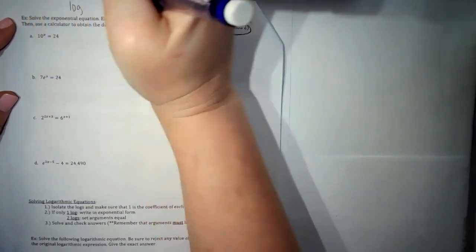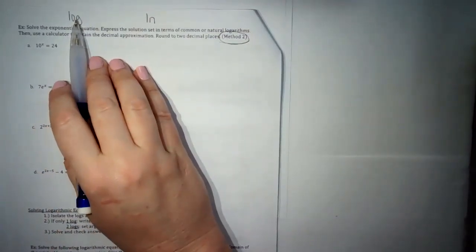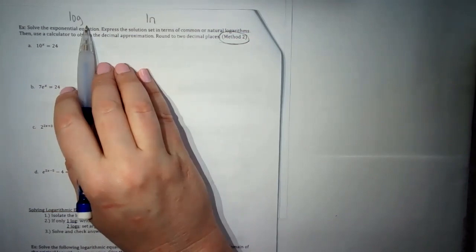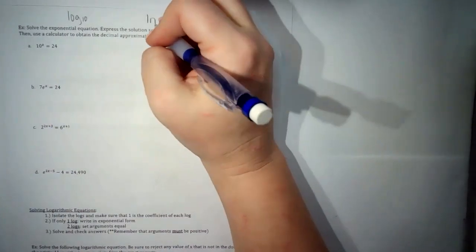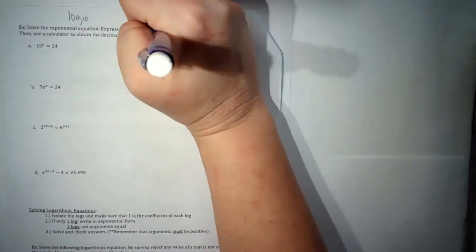With method 2, you're going to take the log of each side. So you have to choose: do you want to take the common log of each side, or the natural log of each side? It really depends on the problem. The common log has a super secret base of what? 10. So if I have a 10 involved in my problem, I'm going to use this one. What's the super secret base of ln? e. So if I have an e involved, I'm going to use that. Now, C doesn't have either involved, so that's really your choice.